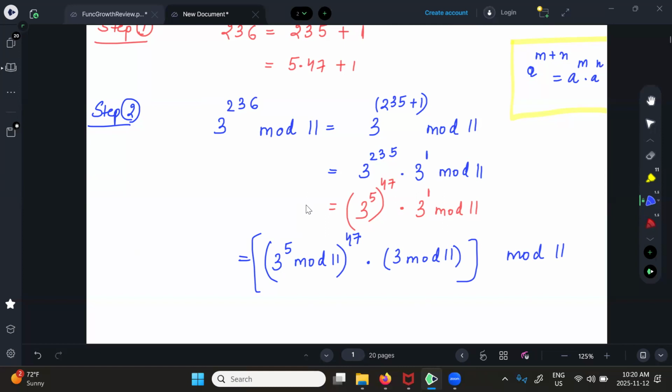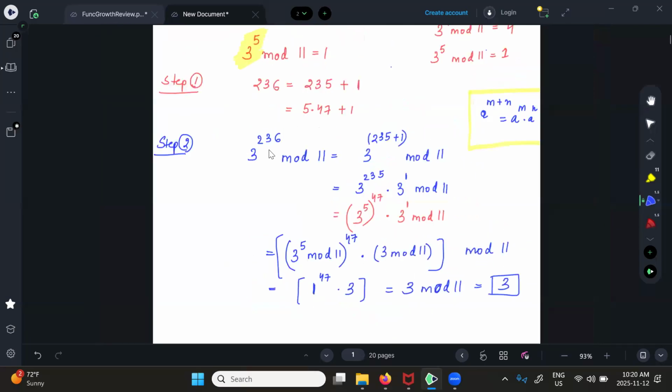What is 3 to the power 5 mod 11? You already know that's 1. What is 3 mod 11? That's just 3. 1 raised to whatever power doesn't matter. You just get 3 mod 11, which is 3.